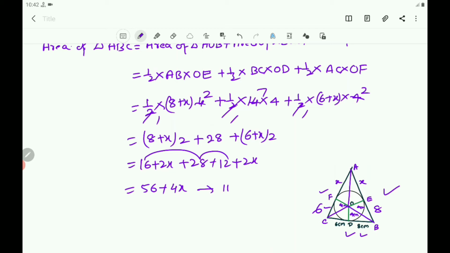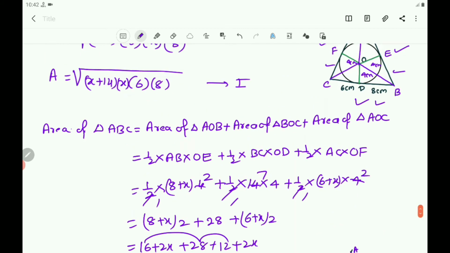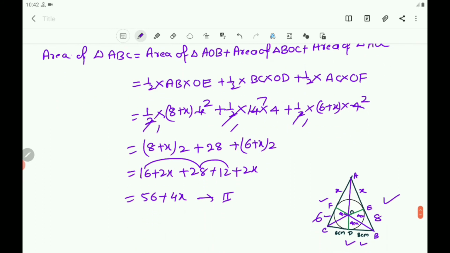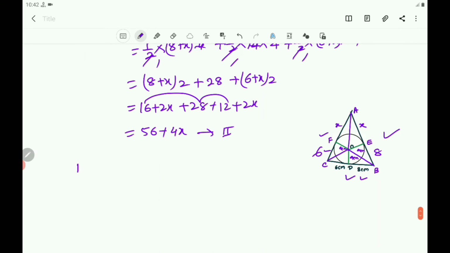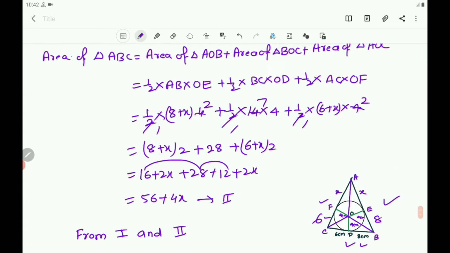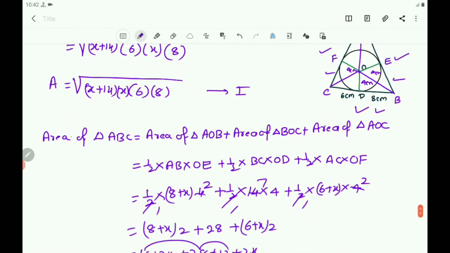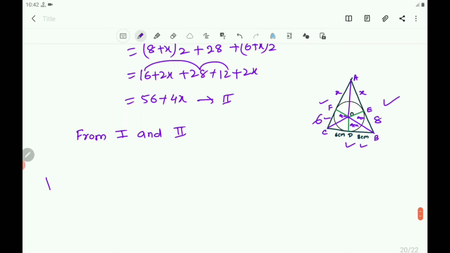Consider this is the second, and the first area you got by Heron's formula must be equal to the second area you got with the help of the sum of the areas of the three triangles, and as both of them are the area of triangle ABC, they must be equal. So you write from first and second, x root x plus 4 into x plus 6 into root x plus 14 into x into 6 into 8 equals 56 plus 4x.